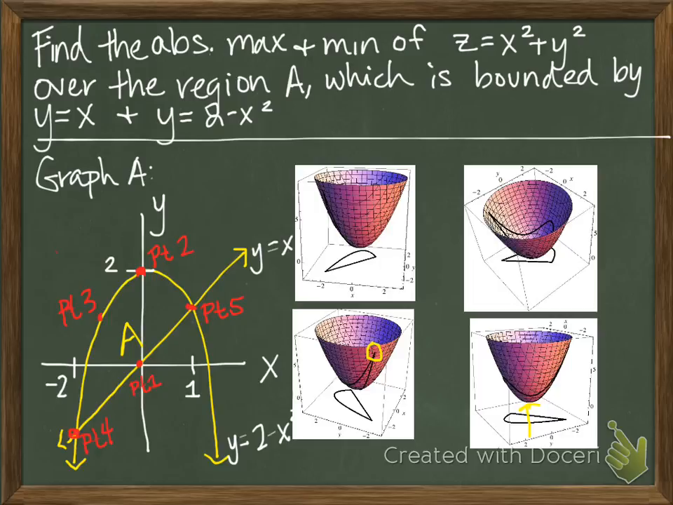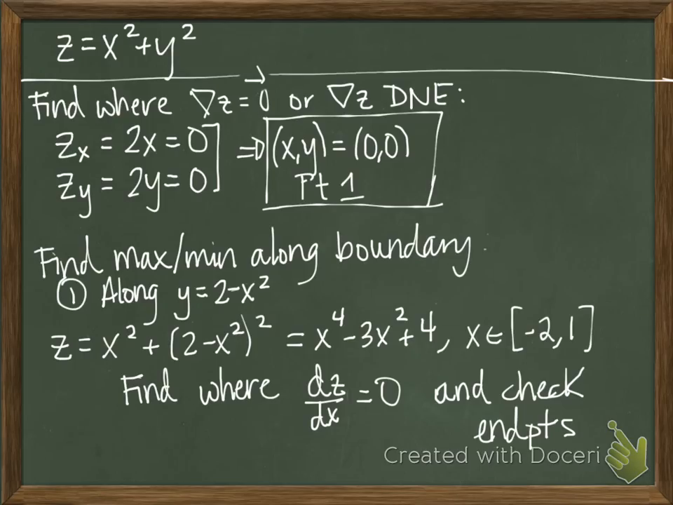So we now have gathered all the possible points in our region A where we may have an absolute max or an absolute min. And now we're just going to need to evaluate the function at each of those points and figure out where it's biggest and where it's smallest. So I want to point out for this particular example, all of our potential points ended up being on the boundary, but that's not necessarily always the case. So you always do need to start by finding where the gradient is 0 or where it doesn't exist, like we did here. And that will help you find all the potential points inside the region. And then you're going to look specifically along each boundary separately.